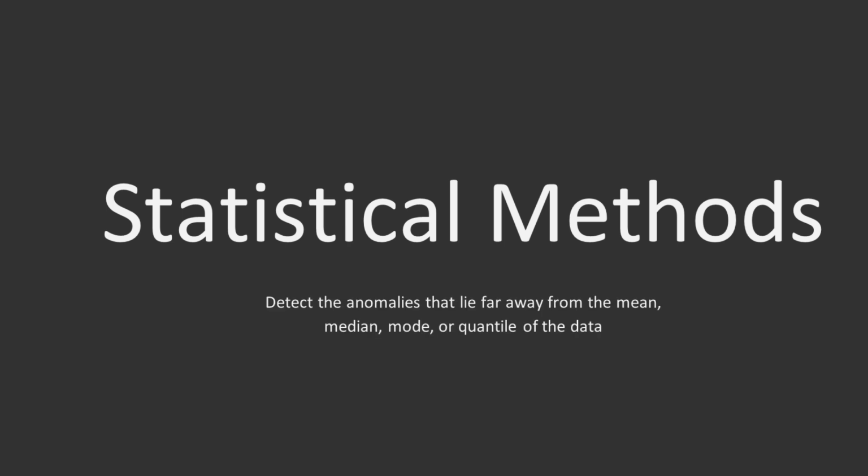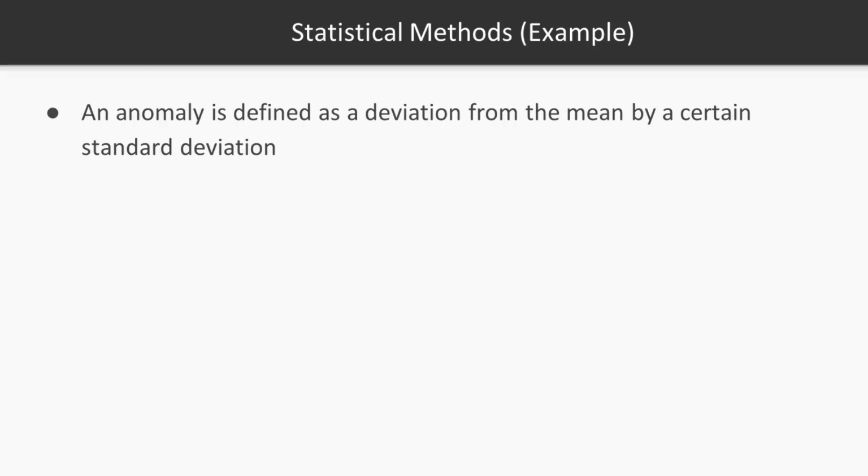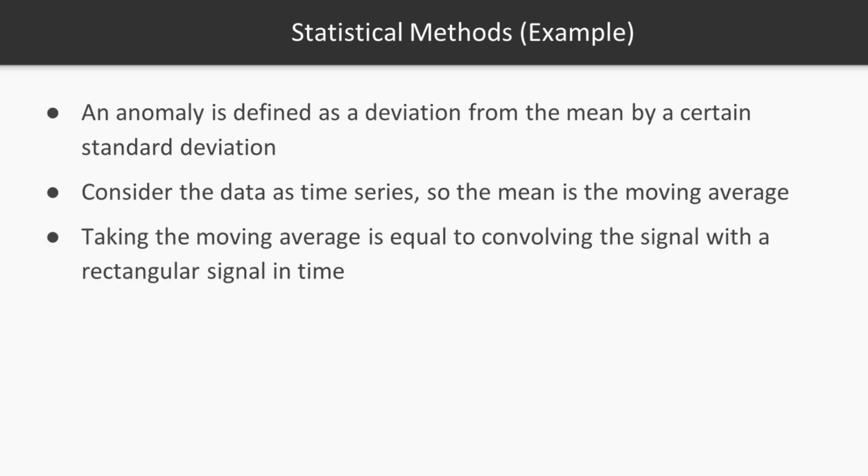In this slide, we are going to explain the statistical methods that are used in order to detect the outliers. In this method, we can detect the outlier, which is defined as a data point that lies far away from the mean, the median, the mode, or the quantile of the data. A simple example is that the anomaly is defined as a data point that deviates from the mean by a certain standard deviation. Consider the data as a time series, so the mean is the moving average. Taking the moving average is equal to convolving with a rectangular signal in time, which is equal to multiplying by a low-pass filter in the frequency domain.